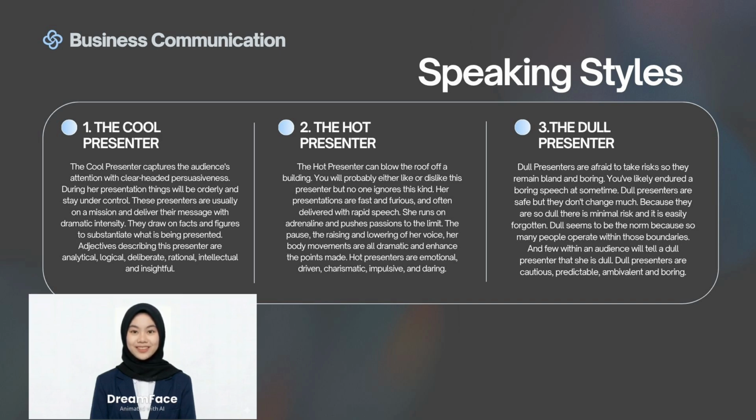The third: the dull presenter. Dull presenters are afraid to take risks, so they remain bland and boring. You've likely endured a boring speech at some time. Dull presenters are safe, but they don't change much. Because they are so dull, there is minimal risk, and it is easily forgotten. Dull seems to be the norm because so many people operate within those boundaries, and few within an audience will tell a dull presenter that she is dull. Dull presenters are cautious, predictable, ambivalent, and boring.